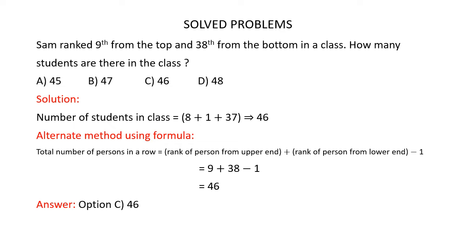Now you can solve this problem using the formula. Total number of persons in a row is equal to rank of person from the upper end plus rank of person from the lower end minus 1. It's given that the rank of person from the upper end is 9. Rank of person from the lower end is 38. Substituting these values in the formula, we get total number of persons in a row is equal to 9 plus 38 minus 1, which is 46. So there are 46 students in the class. So the correct answer is option C, 46.